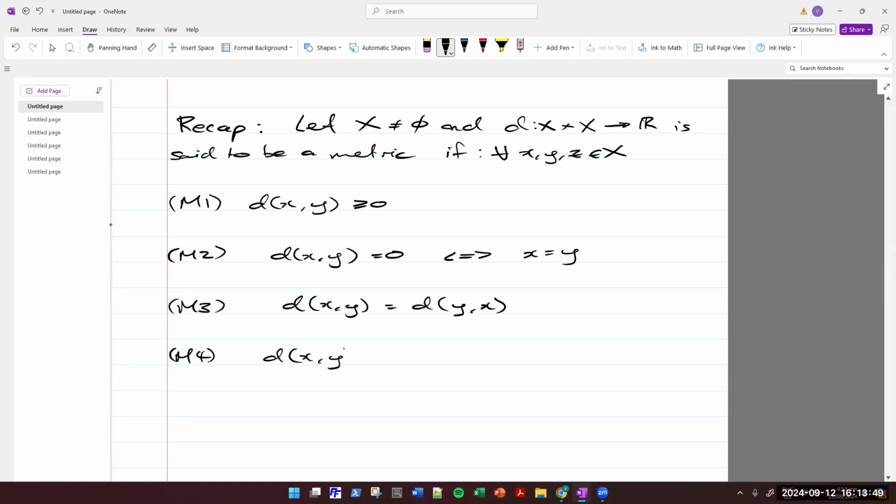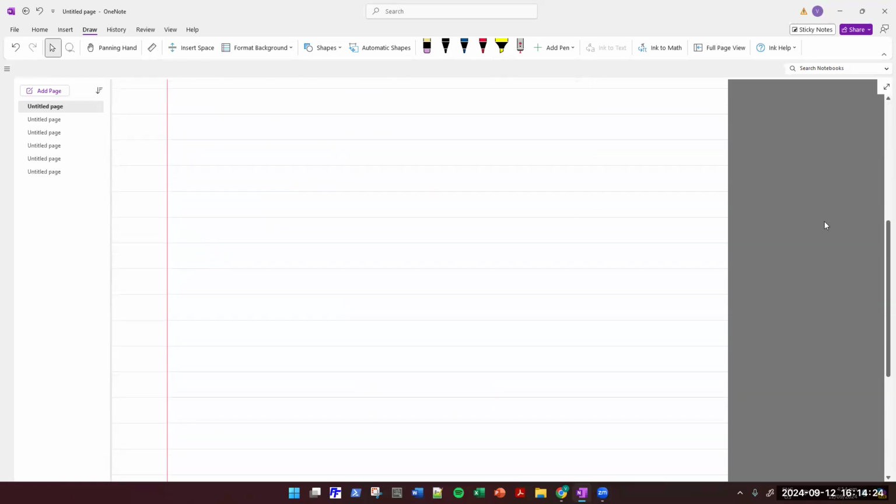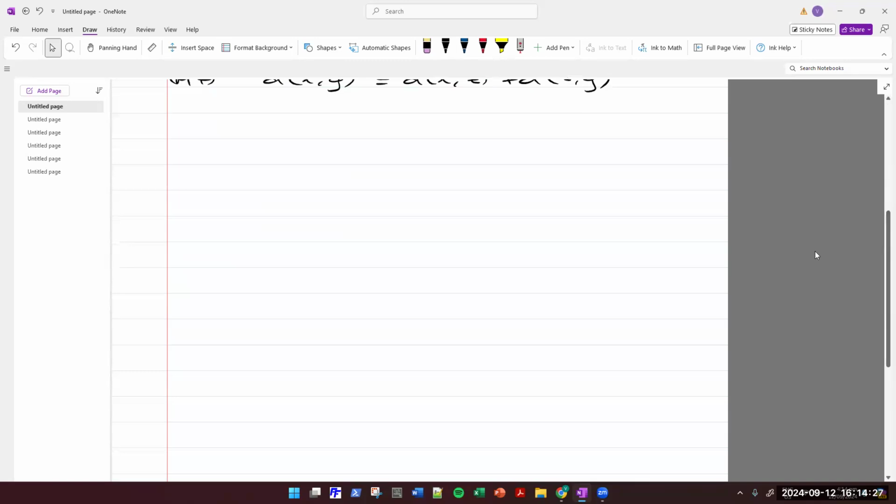The distance from X to Y is less than or equal to the distance from X to Z plus the distance from Z to Y. So if your function D satisfies all these four properties, we say that your function D is a metric and the set X is a metric space. So what we'll be doing is looking at examples of some popular metric spaces.